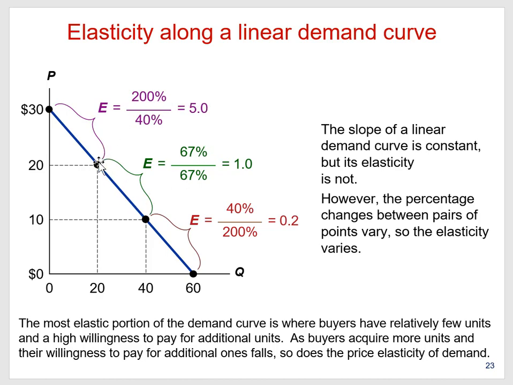So elasticity between this point and this point is 5, and between this point and this point is 1, and between this point and this point is 0.2. So the product is elastically demanded between these two prices, but unitary elasticity is between 10 and 20 dollars, and then changes between 0 and $10 give us an elasticity of 0.2.